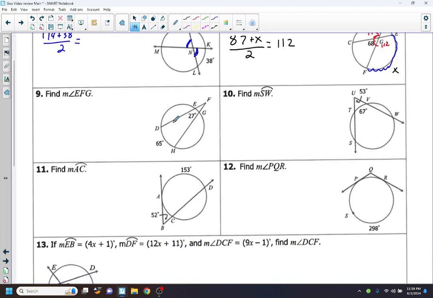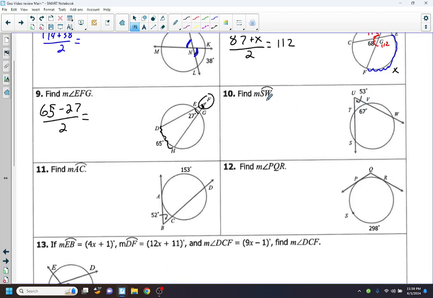This one, EFG. I'm looking for this little angle right here. Because there's an angle on the outside, I subtract. Big arc, 65, that's the far right one, minus the small one, 27, over 2. You plug it in, solve it.